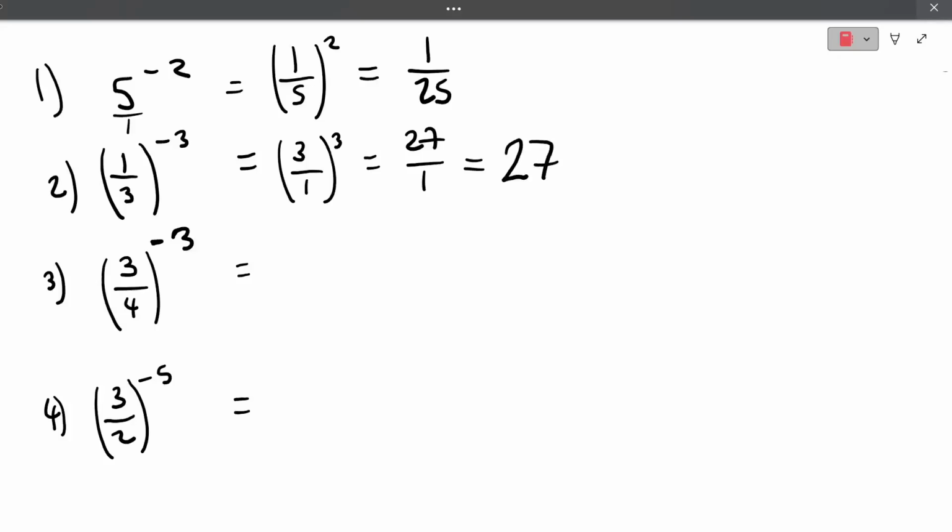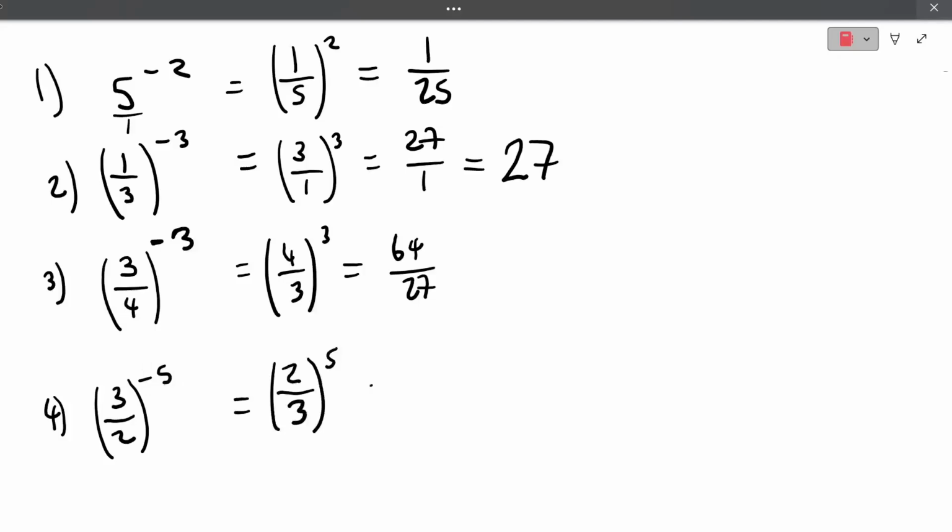3/4 to the minus 3, well, that's then 4/3 cubed. 4 cubed, so 4 times 4 is 16, and 16 times 4 is 64. 3 cubed is 27, which we leave like that. And the final one is 3/2 to the minus 5. Well, that's the same as 2/3 to the power of 5. 2 to the power of 5 is 32, and 3 to the power of 5 is 243.